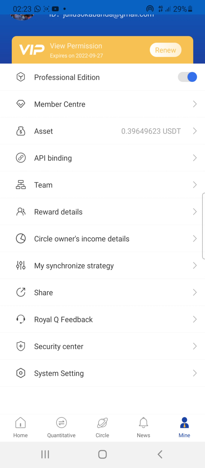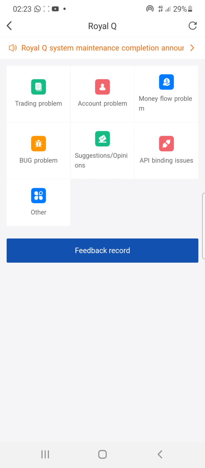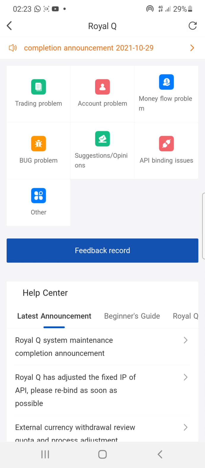Then on mine, apart from the professional edition, we have the member center. I've talked about the asset, the API binding. What I will talk about on this side are two. One, we have the Royalq feedback. And on the Royalq feedback here, you can be having a problem.